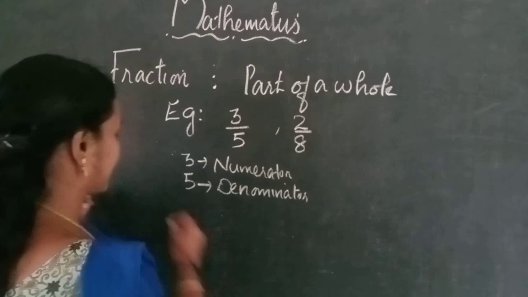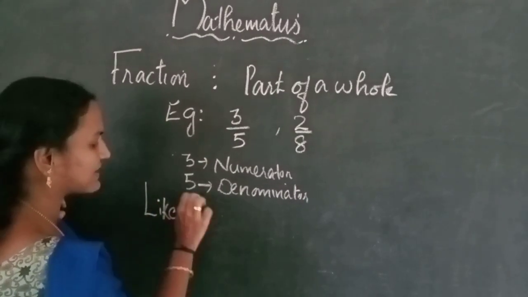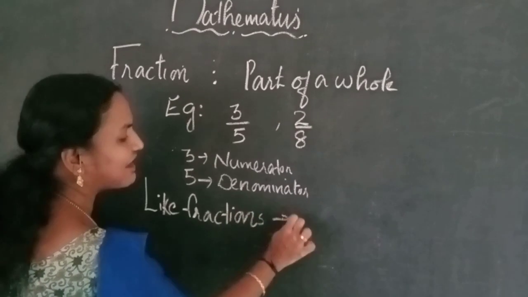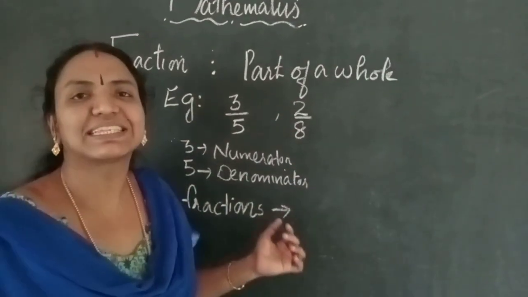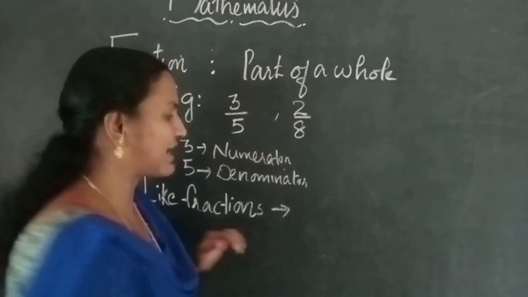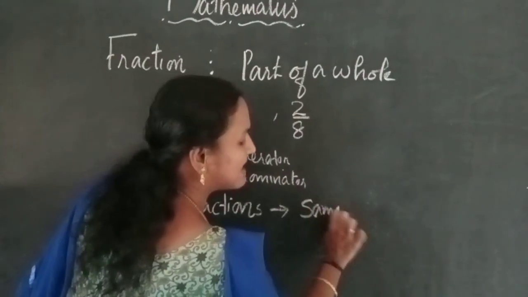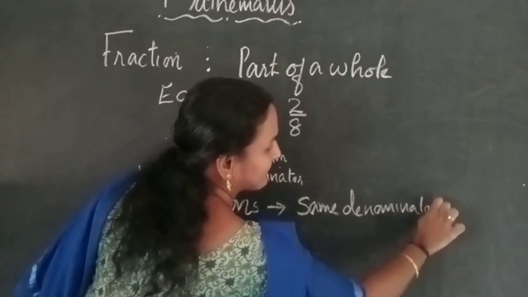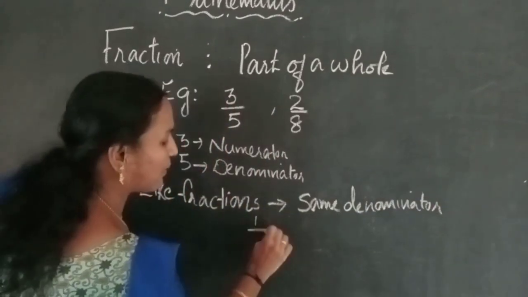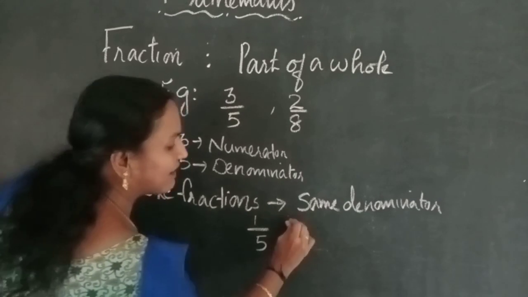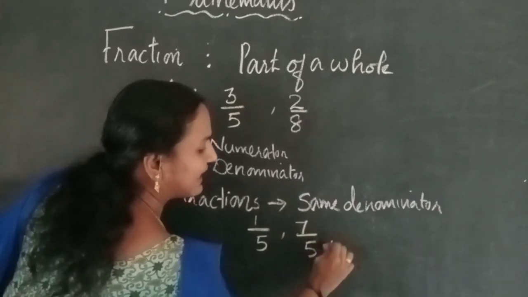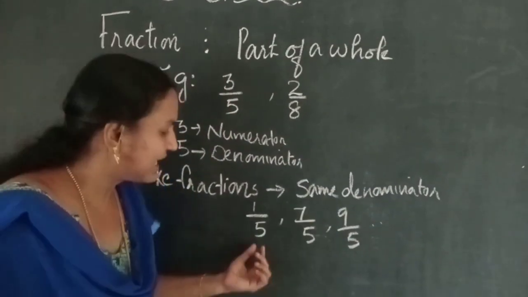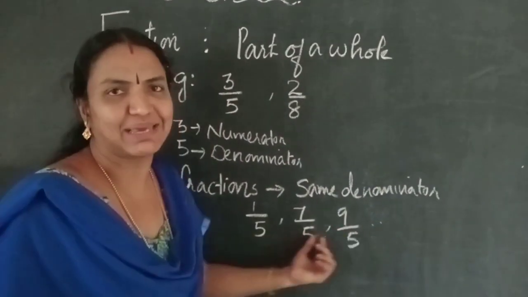Like fractions. Like fractions means fractions with the same denominator. For example, 1 by 5, 7 by 5, 9 by 5, etc. These are all like fractions. Here the denominators are same.